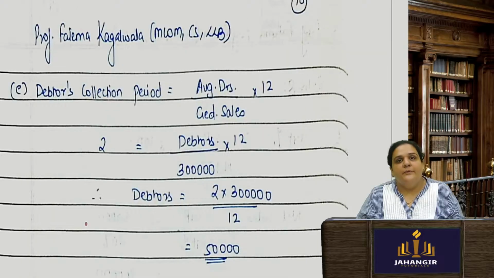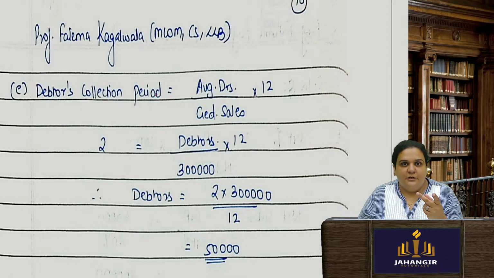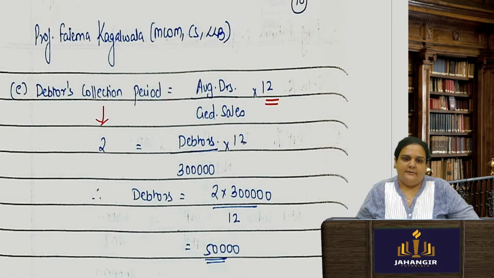That I can do with the help of the collection period. Debtors collection period is the reverse of the turnover. So average debtors upon credit sales into 12 I will take, because they have given it to me in form of months. Debtors collection is 2 months. Average debtors means debtors only now, there is no opening and closing over here. So debtors upon credit sales, entire sales assumed to be credit, into 12.